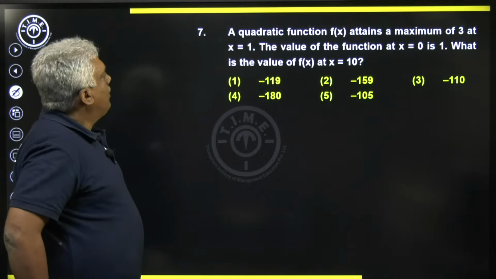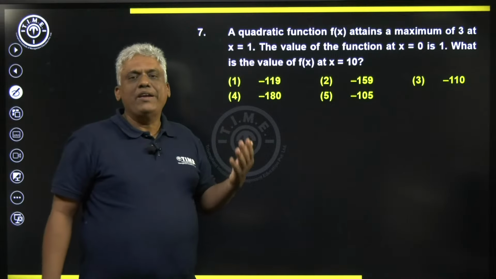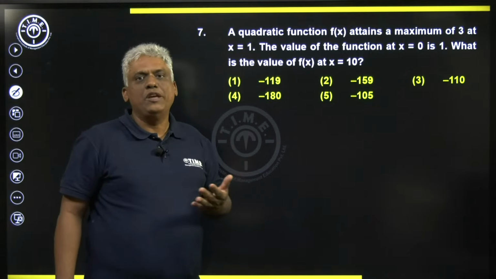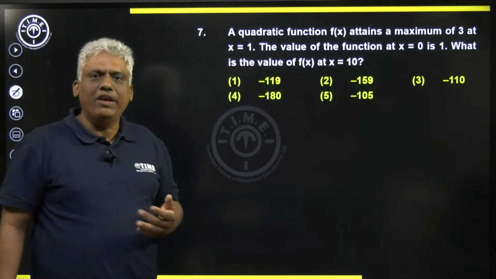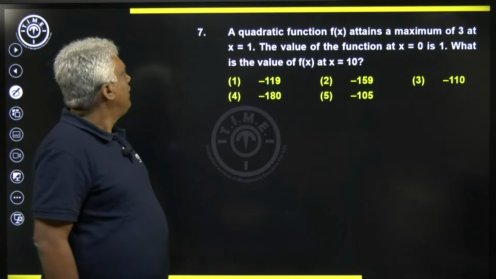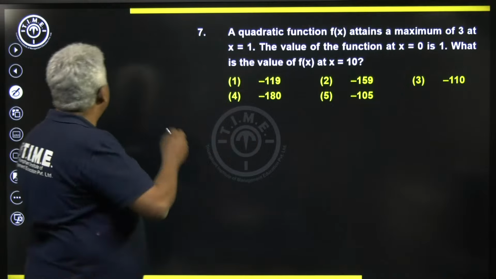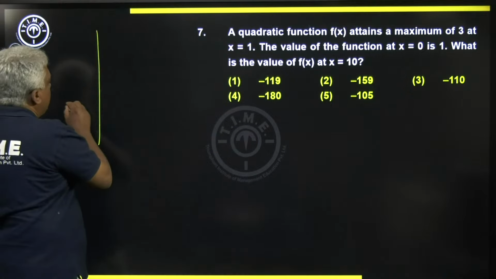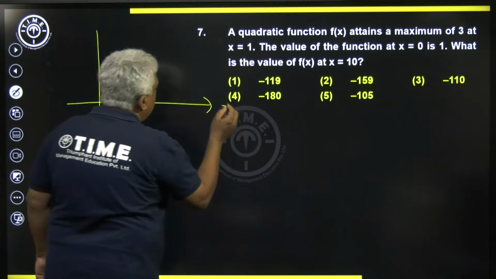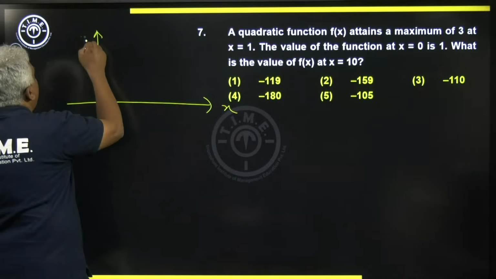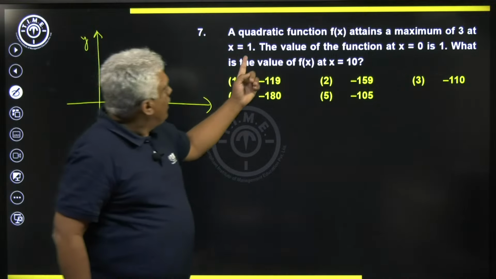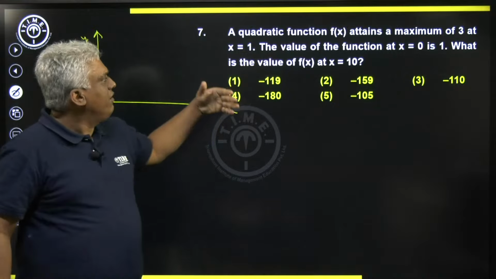Okay. We can do it the normal way by taking the quadratic function as ax square plus bx plus c, but I'm doing a different way. We can do it fast by graph. Now you see, this function is attaining a maxima. So let's say this is the x-axis and this is the y-axis. All of you know that it's a quadratic function, so it's a parabola, right?